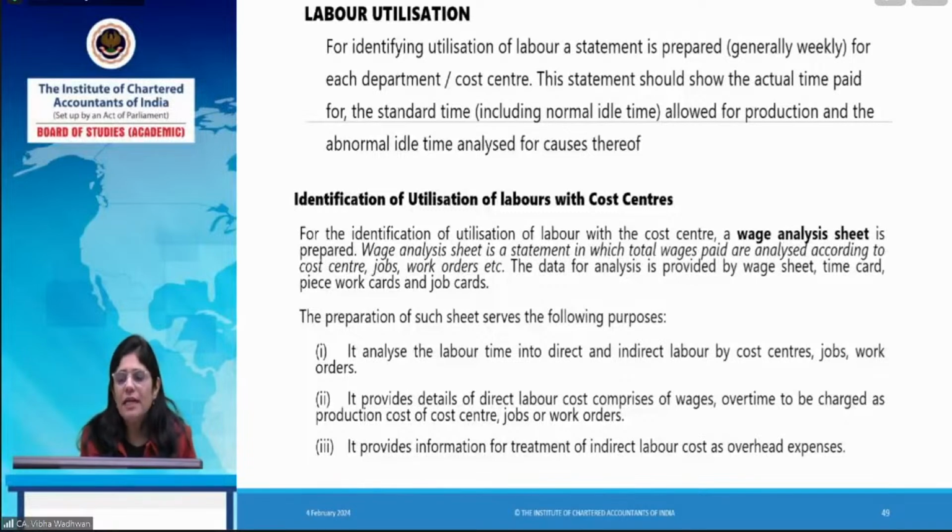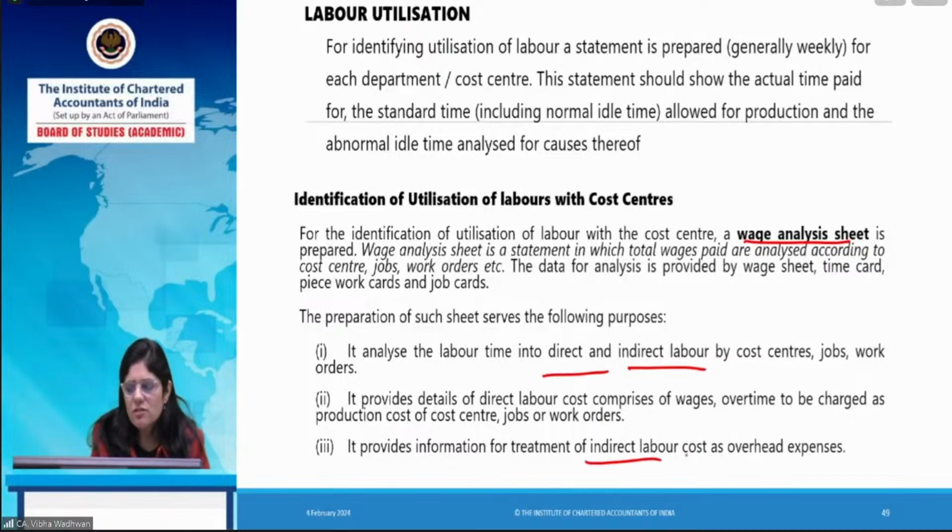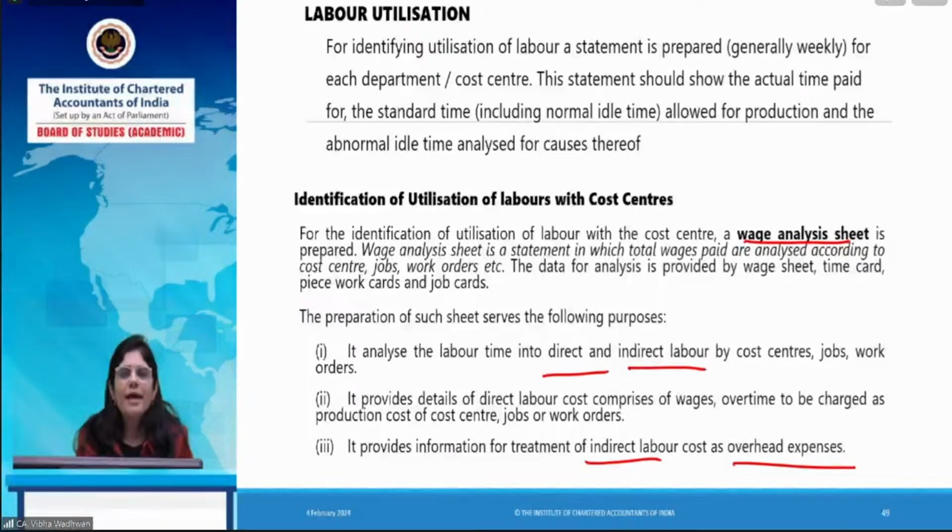So a wage analysis sheet will be made. For the entire department, how many are employees, how many are workers, what we are paying. Then we will segregate into direct and indirect cost. So direct cost will be absorbed into the cost of production, and indirect cost will be treated as overhead expenses. So this is how labor utilization is analyzed in a department.